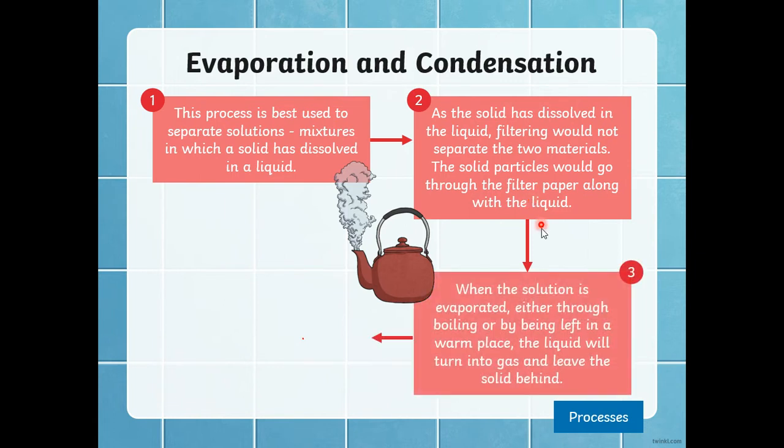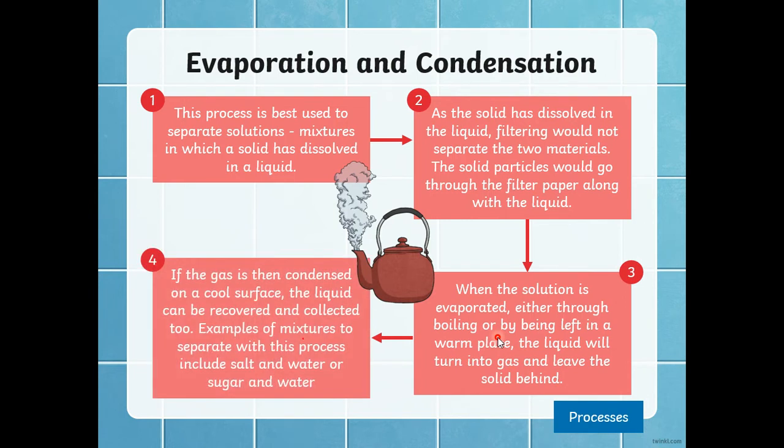Okay, so what do we do when the solution is evaporated, either through boiling or being left in a warm place? The liquid will turn into gas and leave the solid behind. Let's say, for example, you have something like sugar and water or salt and water, and you boil it. If you let all of the liquid turn into gas, that's evaporation, when liquid turns into gas, and then what's left behind is the solid part, and so you separated the two.